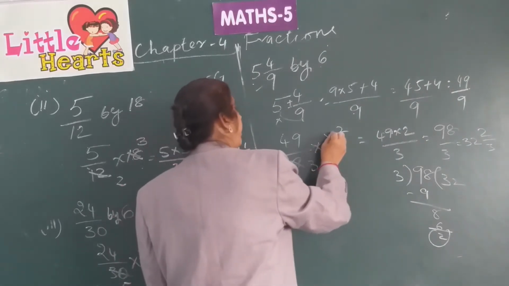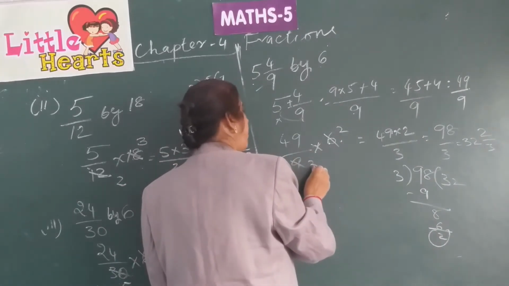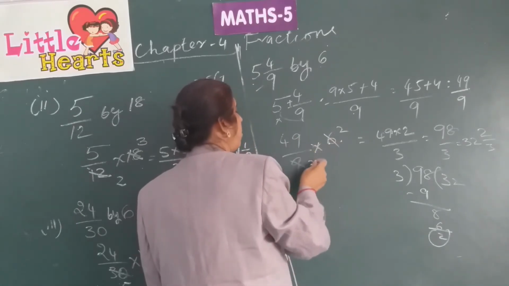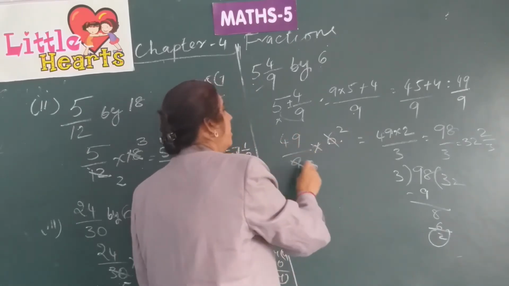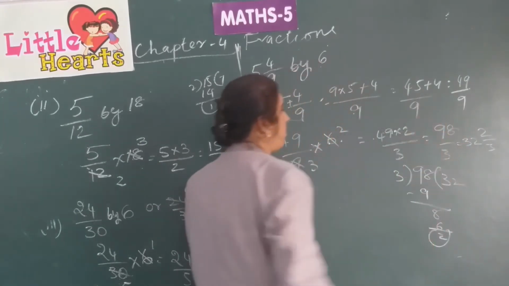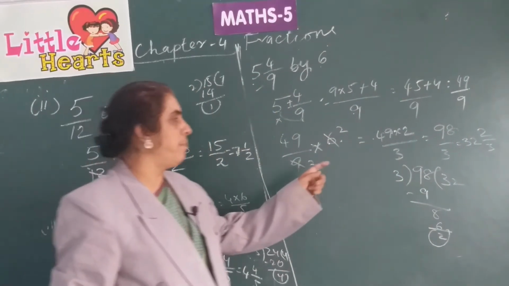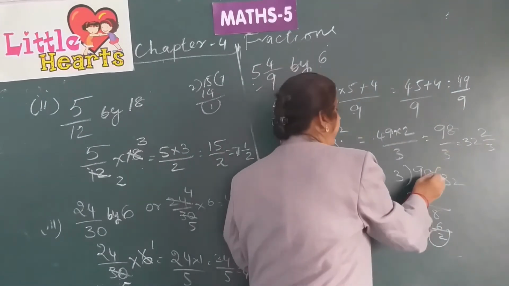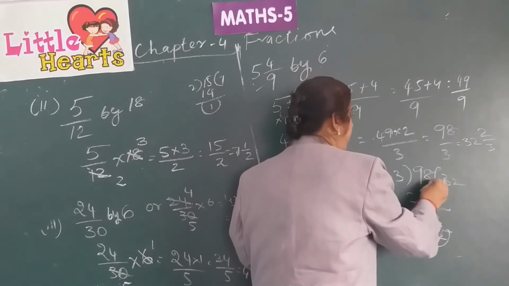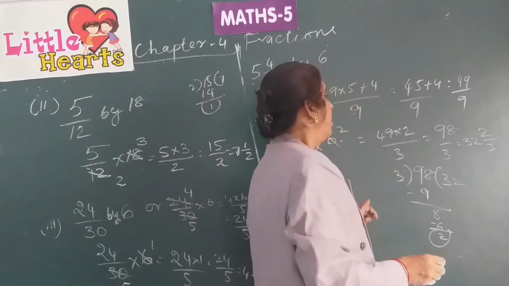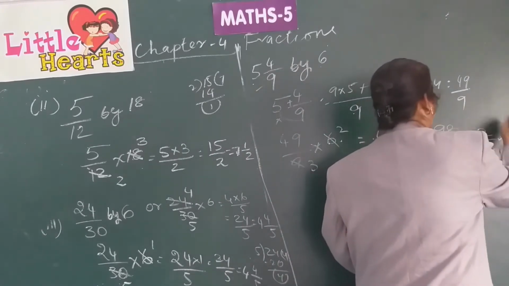So take 6 and 9, cancel by 3. 3 2s are 6, 3 3s are 9. These two cannot be further cancelled. So 49 into 2 by 3, 98 by 3 is the final answer. As it is an improper fraction, change it into mixed. Divide 98 by 3. 3 3s are 9, bring down 8, 3 2s are 6 and remainder is 2. So 32 2 by 3 is the final answer.